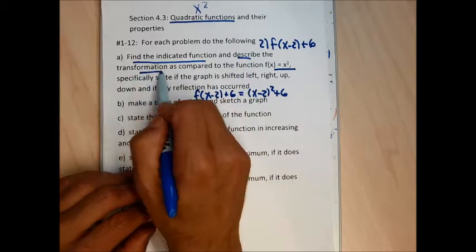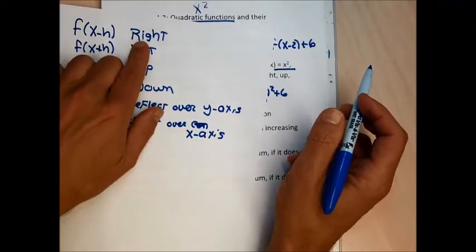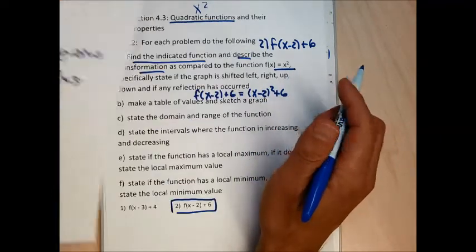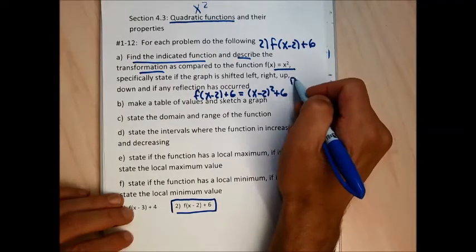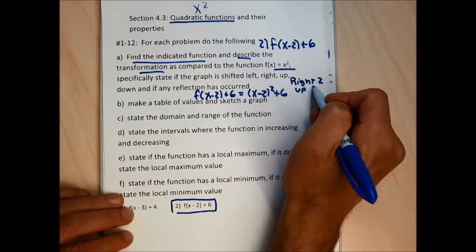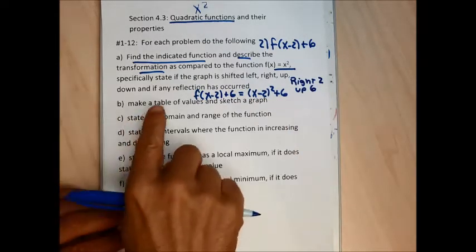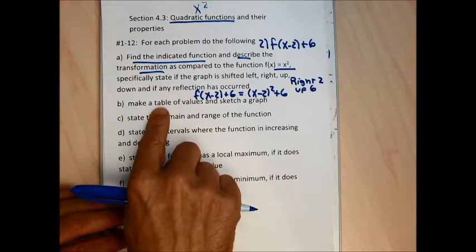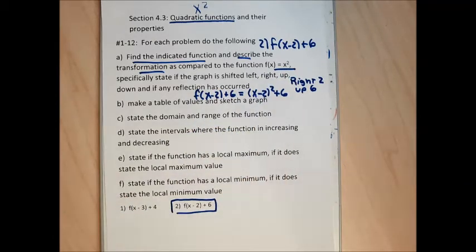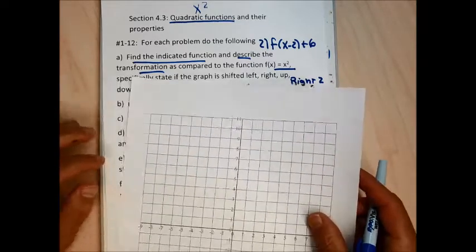And now I'm going to describe the transformation. The minus 2 inside the parentheses is going to shift it to the right, and the plus 6 afterwards is going to move it up. For my answer, I'll just be brief. I'm going to say it moves right 2 and up 6. Now I'm going to make a table of values and sketch a graph. If you want to, you can just graph f of x equals x squared and move the graph right 2 and up 6. That's probably the way I'm going to go about these because it's easy for me to move graphs around if I know the transformations, and f of x equals x squared is such an easy graph to do.